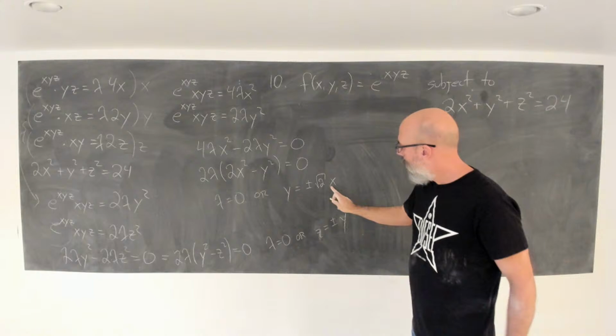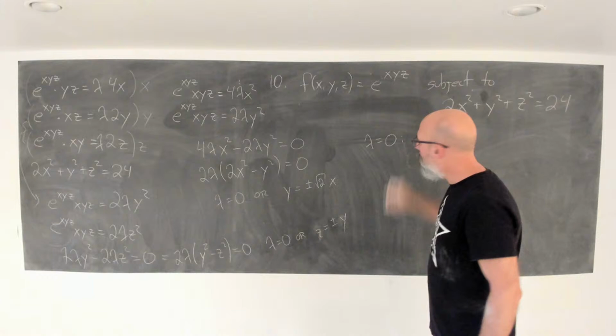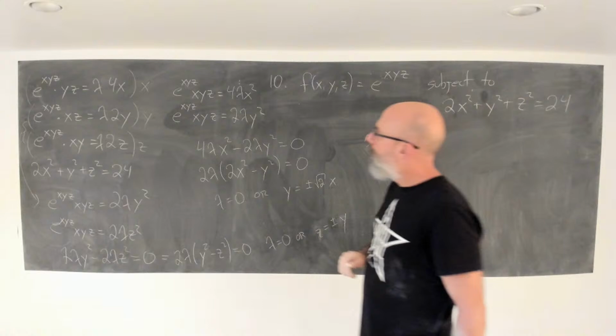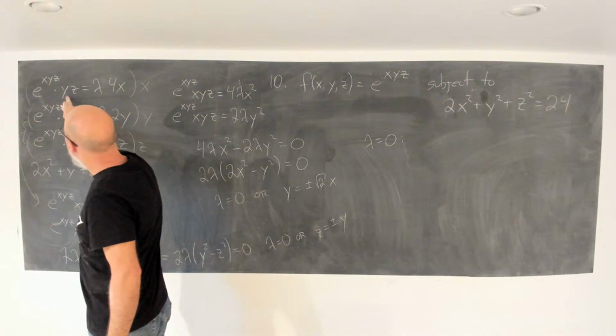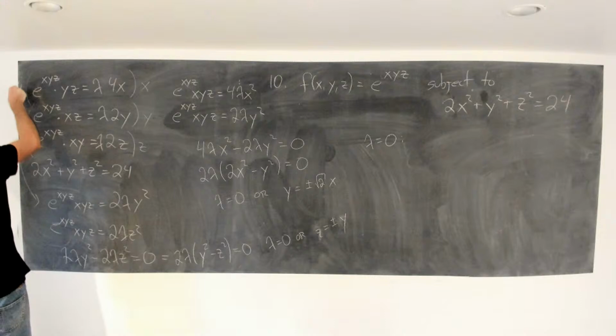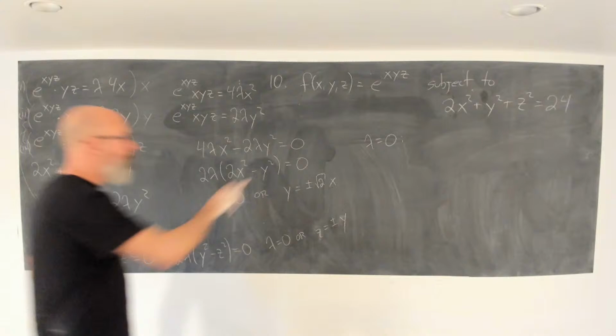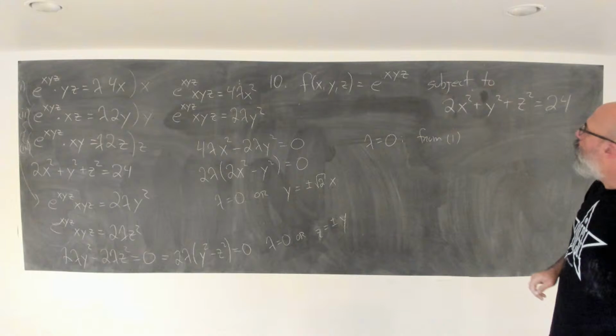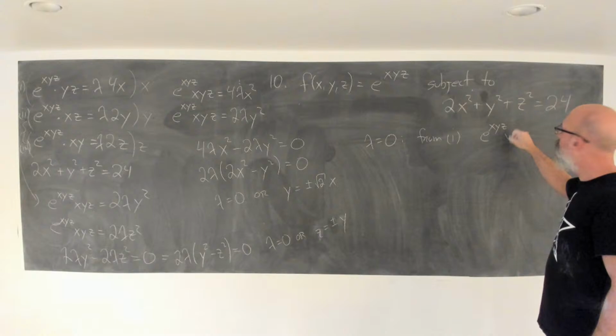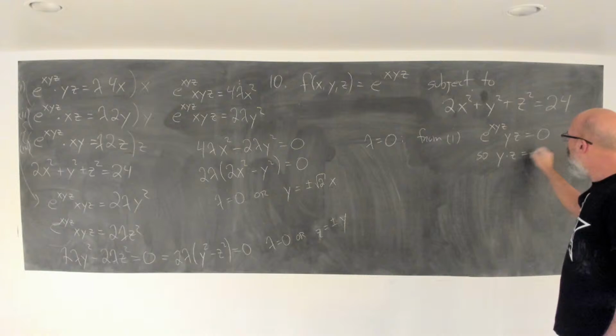So first of all, why don't we investigate what happens if lambda is 0? If lambda is 0, from here we see that yz is 0. Should we give these names? Let's call this 1, 2, and 3. If lambda is 0, from 1 we see that y times z has to be 0. One of these has to be 0.